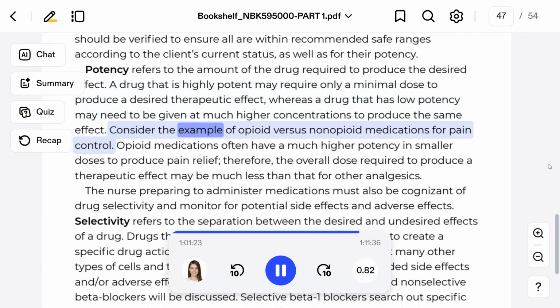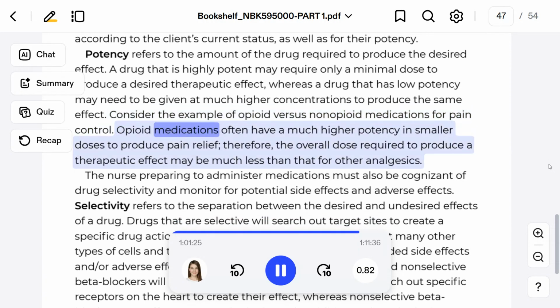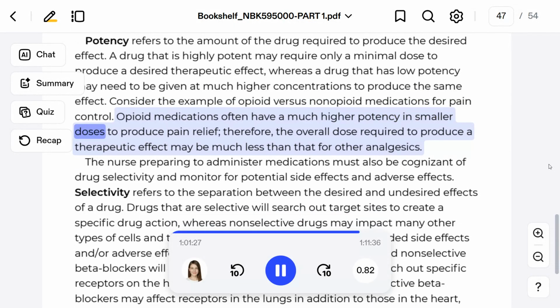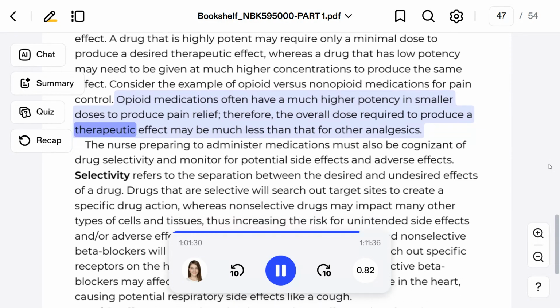Consider the example of opioid versus non-opioid medications for pain control. Opioid medications often have a much higher potency in smaller doses to produce pain relief. Therefore, the overall dose required to produce a therapeutic effect may be much less than that for other analgesics.